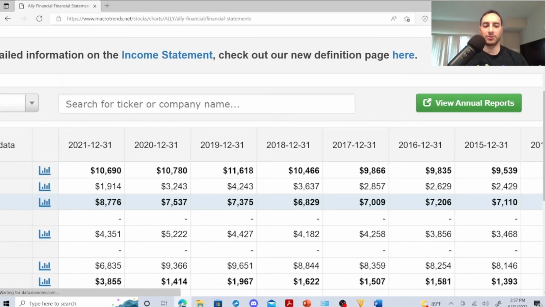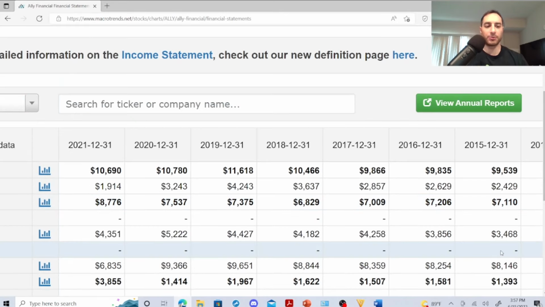All right, so here's some interesting trends. This is in millions US dollars. 2015, 9,539. 2016, 9,835. 2017, 9,866. 2018, 10,466. 2019, 11,618. 2020, 10,780. And 2021, 10,690. Now let's check out their dividend history.